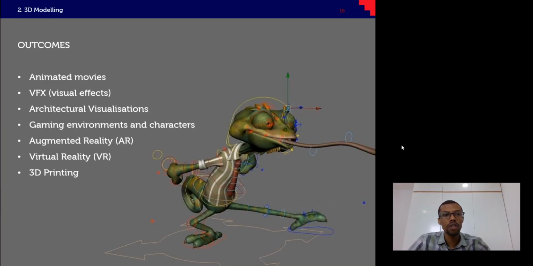So, the outcomes of 3D modeling. You can make models for animated movies, for visual effects, also commonly known with the acronym VFX, architectural visualizations, gaming environments and characters, and also, of course, assets for augmented reality or virtual reality, and also 3D printing. I know that I said that computer design was mostly used for physical products, and here 3D modeling can also be used for 3D printing, which is, of course, a physical product, but it has a different degree of complexity than products that are machined.